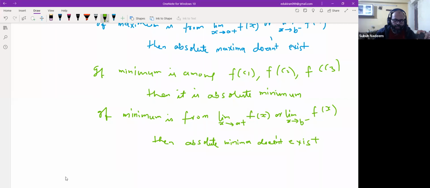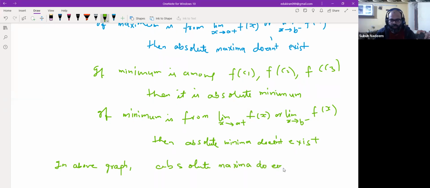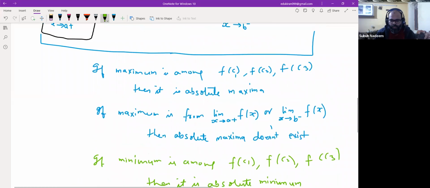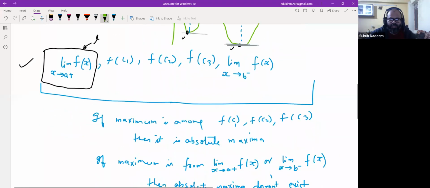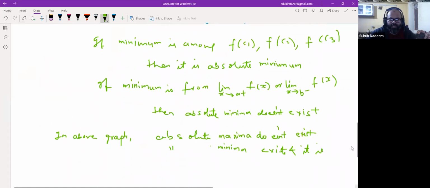So here in the above graph, absolute maxima does not exist because it is at the end point and the end point is not included. But absolute minima exists, and as you can see from the graph, the minimum value is f of c3.